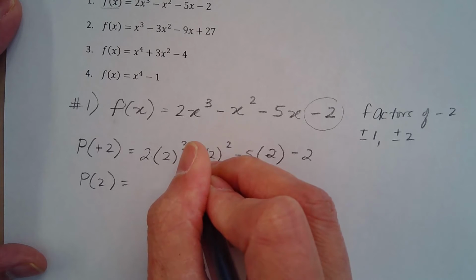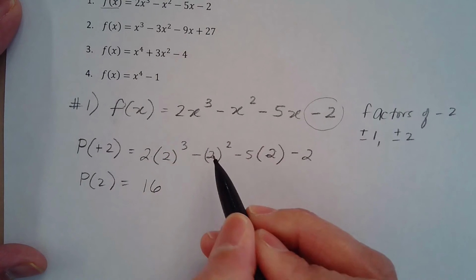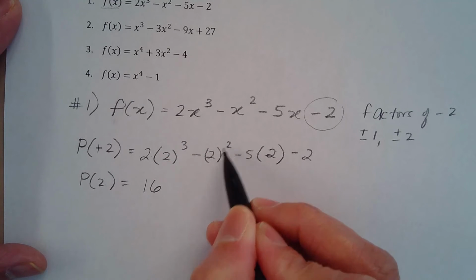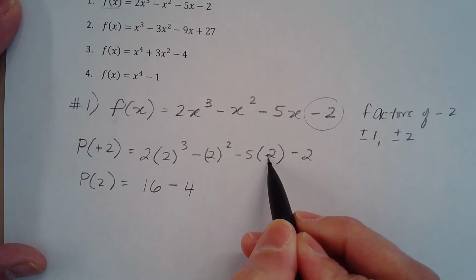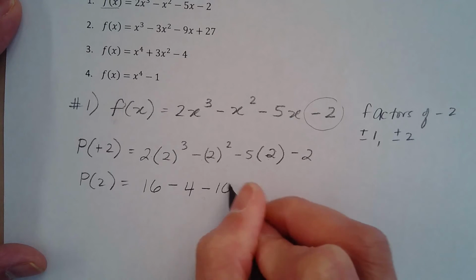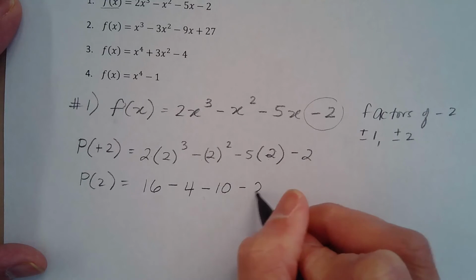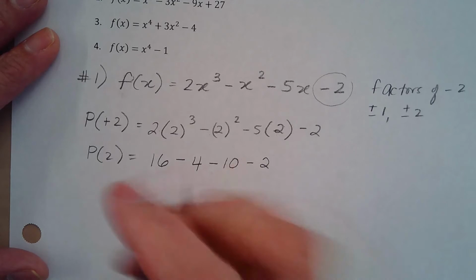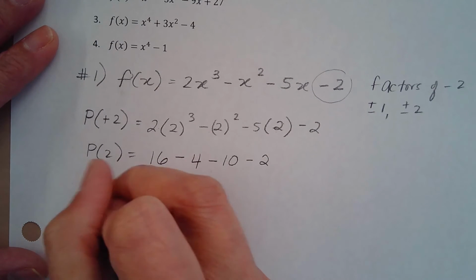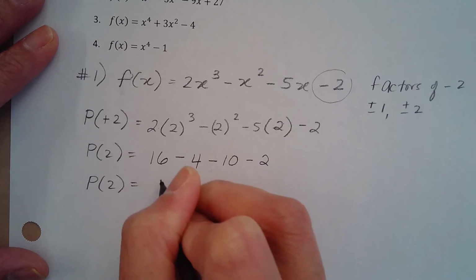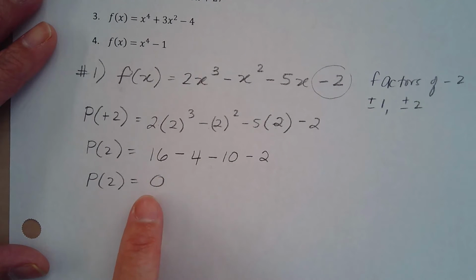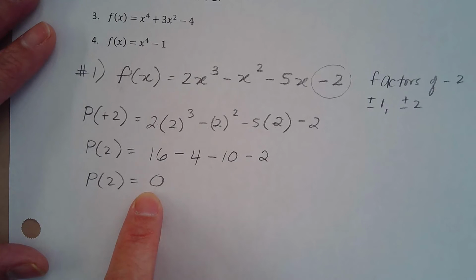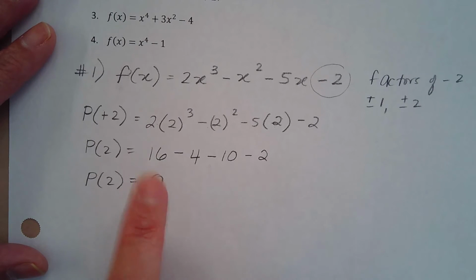2 cubed is 8 times 2 is 16. 2 squared is 4, minus 1 is minus 4. That's going to give us -10 and a -2. So that's going to give us -16 and a positive 16. So the p of 2 is 0. Yeah. So that means the remainder is 0. If a is 2, what is a factor?